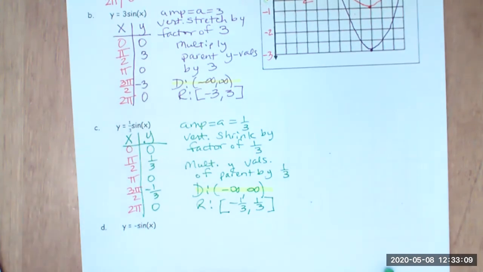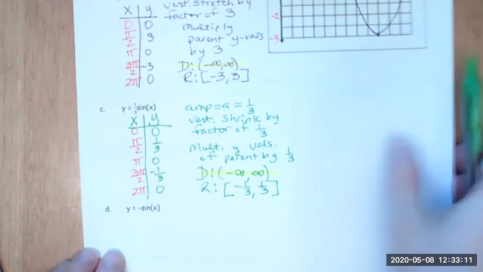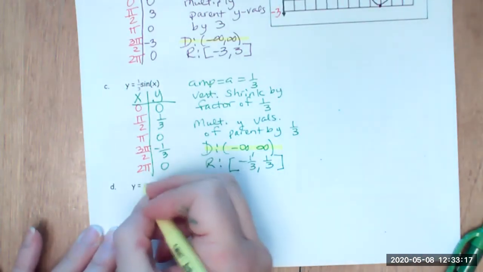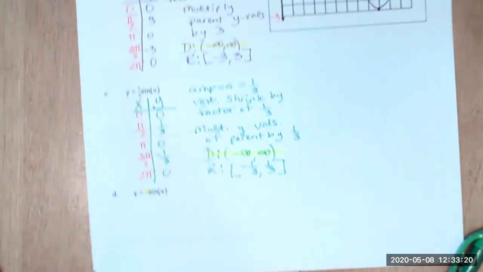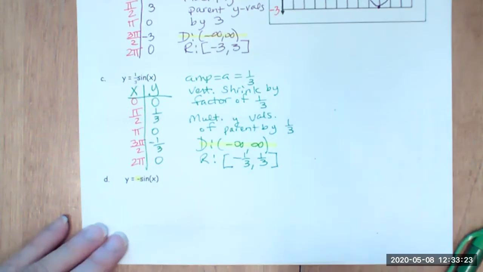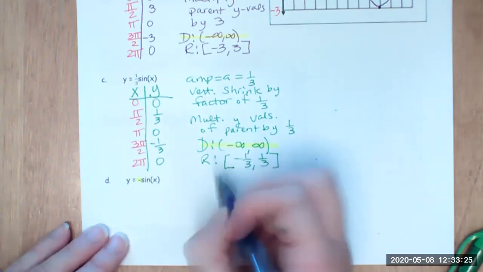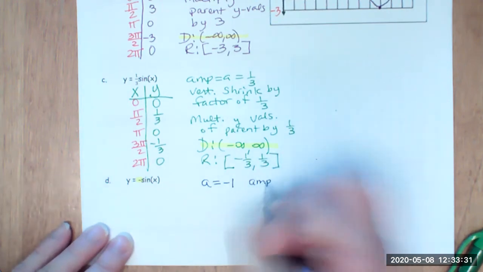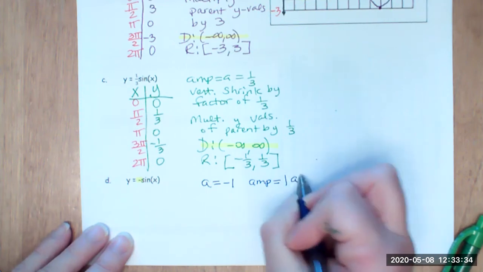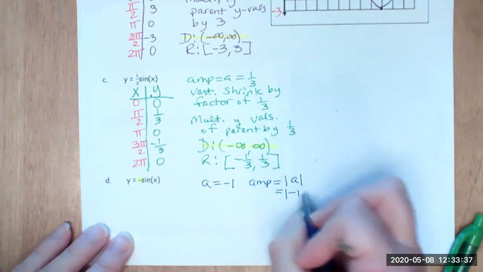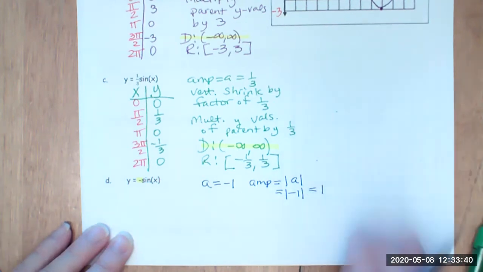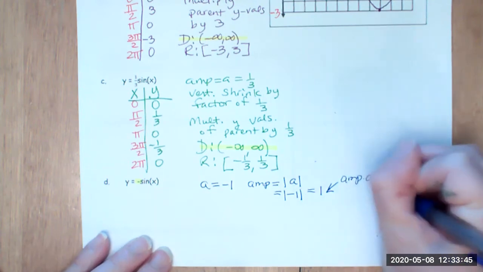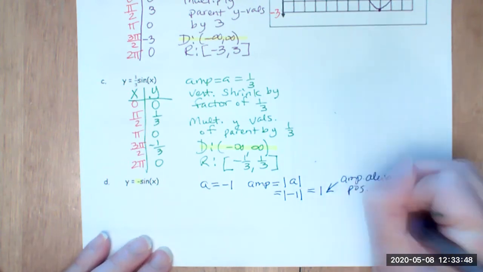Okay, finally, we're going to look at reflecting the parent graph. Okay, so we see here that A is -1. Okay, so that's important to recognize that. Notice here that A is equal to -1. Now remember, the amplitude is going to equal the absolute value of A. So the absolute value of -1. So the amplitude is still 1. And it's very important that you notice that. Amplitude is always positive because it's a distance.